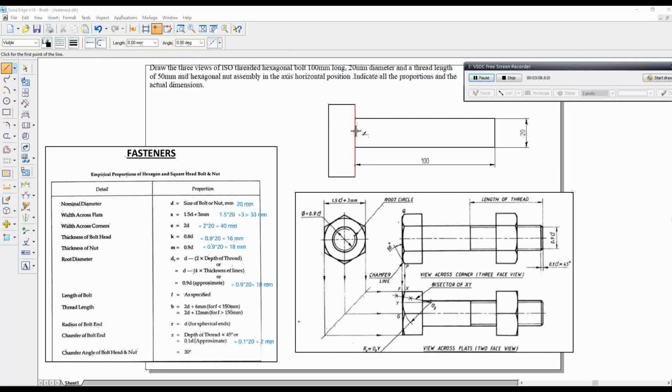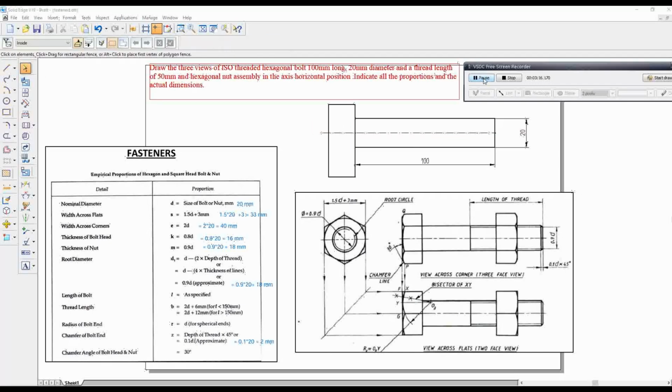First we should draw the axis. Now I should set the height of the bolt head. How can I know the bolt head? From the width across the corners. If you draw the projection line from the width across the corners, we'll get to know the height of the bolt head. So what is the width dimension? Width across the corners is 2 times diameter, it is 40. So the total length of the bolt head will be 40.